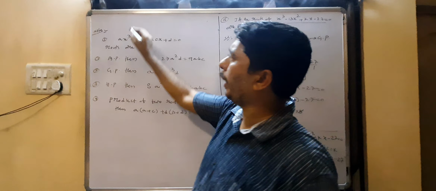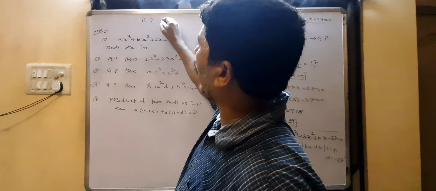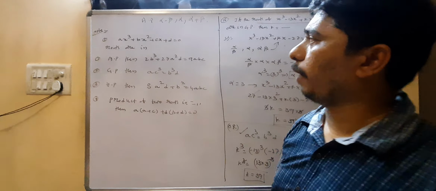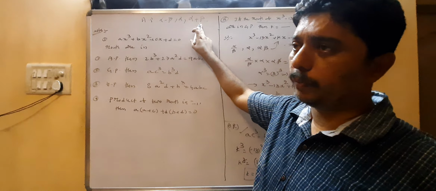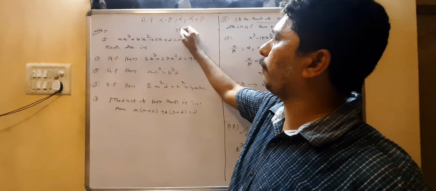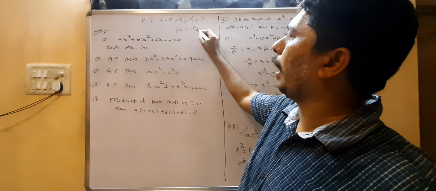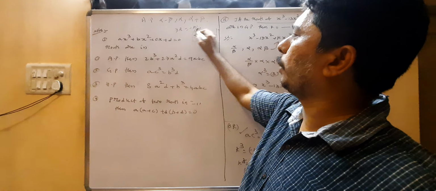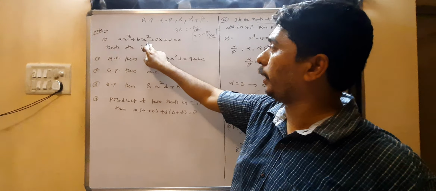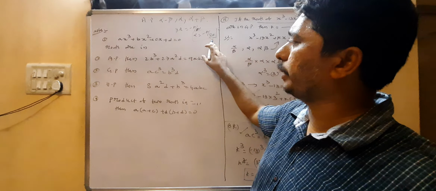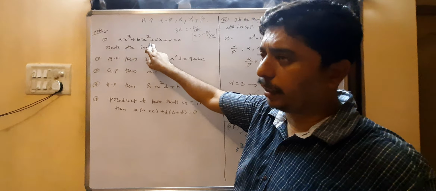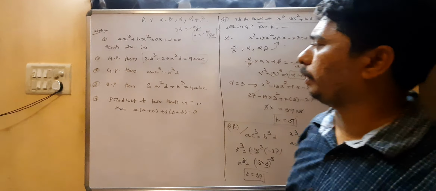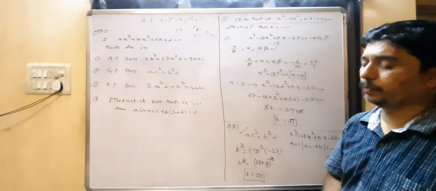One cubic equation, roots are in AP. AP means you have to take alpha minus beta, alpha, alpha plus beta. Sum of the roots you can find: 3 alpha equal to minus b by a. Alpha value will be minus b by 3a. This is the root of the equation. Substitute alpha equal to minus b by 3a in the given equation. We get the condition 2b cube plus 27a square d equal to 9abc.